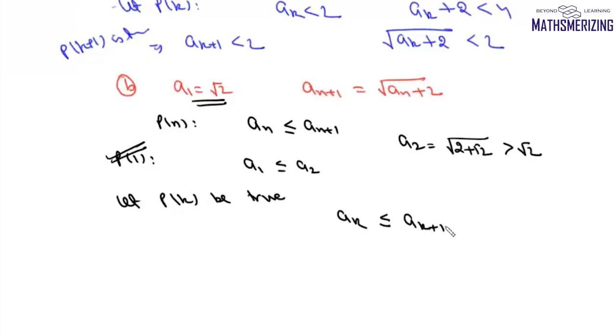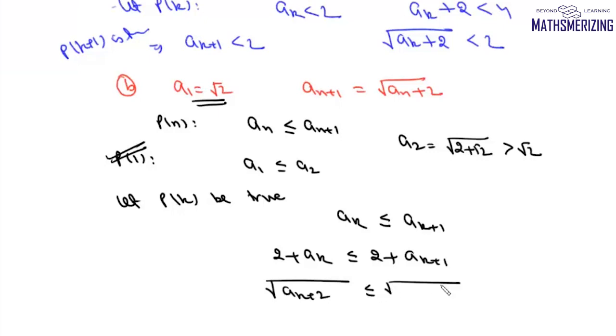Now what we'll do is we'll add 2 to both sides. We'll write 2 plus ak will be less than or equal to 2 plus a(k+1). And if we take the under root sign also, then under root of ak plus 2 will be less than or equal to under root of 2 plus a(k+1). Now this is nothing but a(k+1), and it will be less than or equal to a(k+2). That means assertion P(k+1) is true. So from induction we can say that this sequence is an increasing sequence.